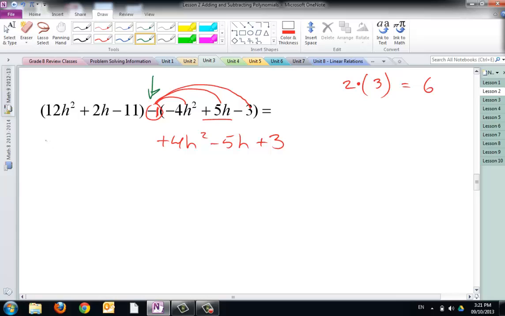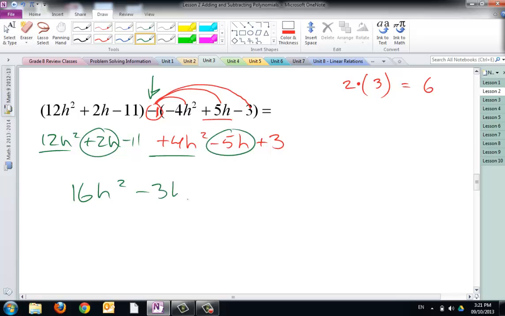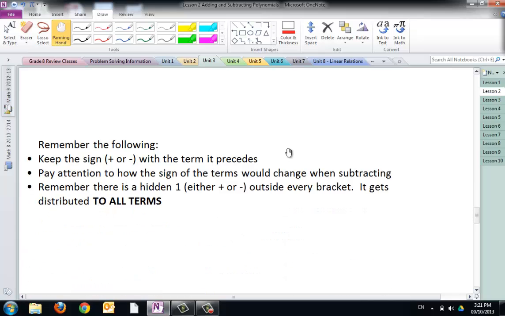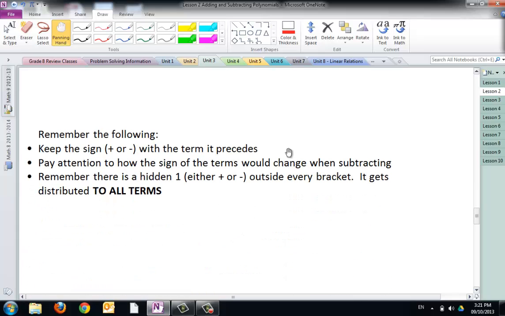Okay, so from this point, let me write down the rest of this, plus 2h minus 11. I can then go ahead and grab my like terms and say that that's 16h squared, 2h minus 5h, negative 3h, and negative 11 plus 3, negative 8. All right, so those are the concepts that we want to look at for this lesson.